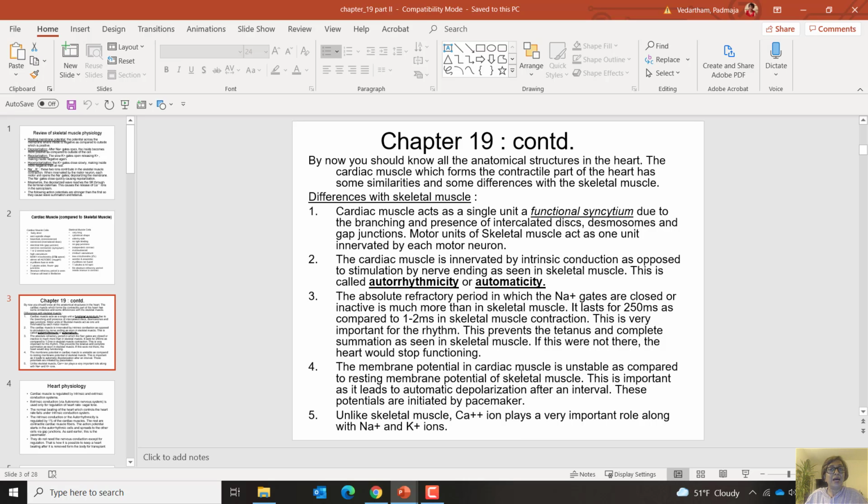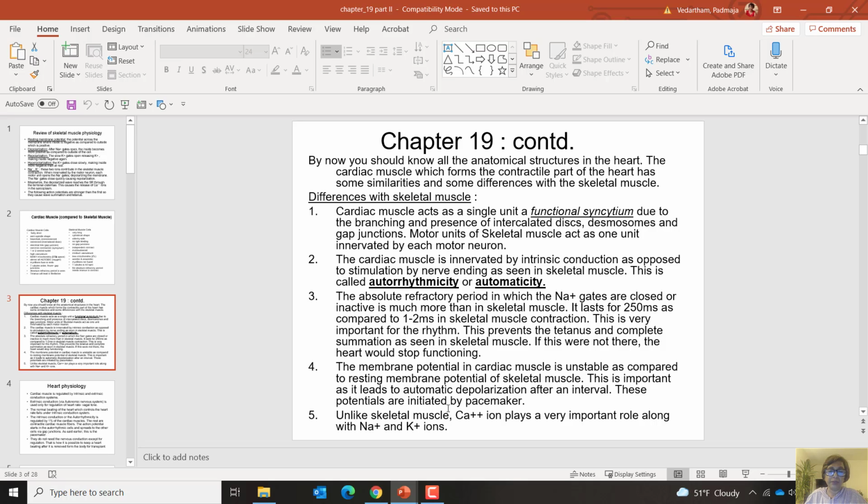Membrane potential is unstable. The pacemaker cells have to keep tripping, so it has to keep starting the action potential. That is called an unstable membrane potential. We don't want it to come back to rest, otherwise we will rest for life. So this is called an unstable membrane potential. Again, we are going to talk more about this. These potentials are initiated by pacemaker cells.